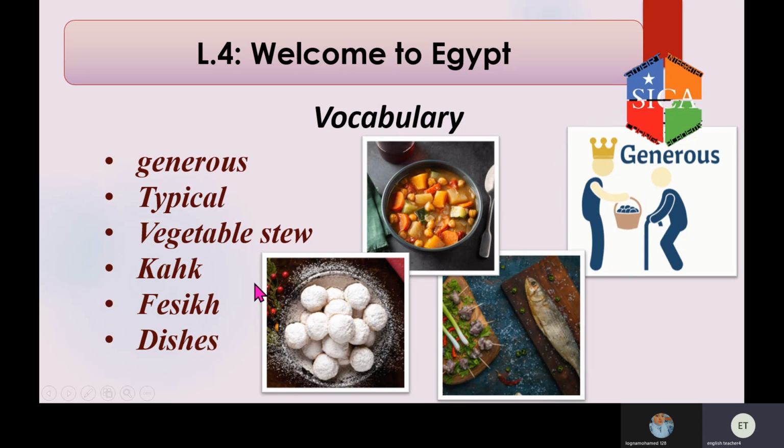Kahk is what we eat in Eid al-Fitr. These are delicious cookies with sugar on the top. And فسيخ is what we eat in Sham el-Nessim, these salted fish. And we have the word dishes, but we use the word dishes to mean meals, not plates. So when we say Egyptian dishes, we mean Egyptian meals, not Egyptian plates, okay?